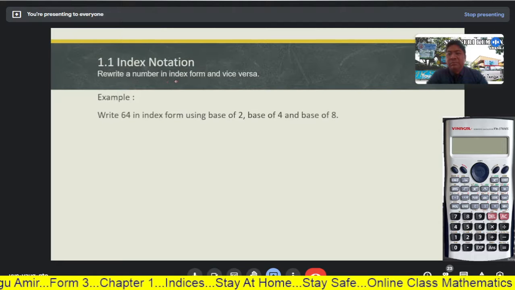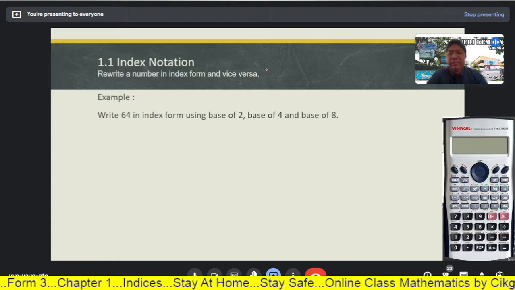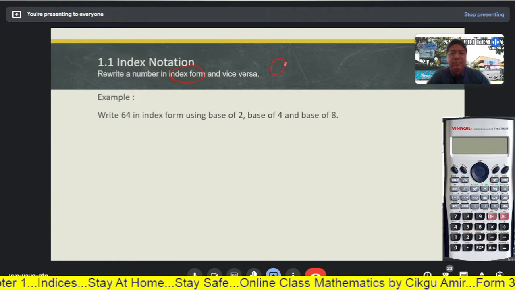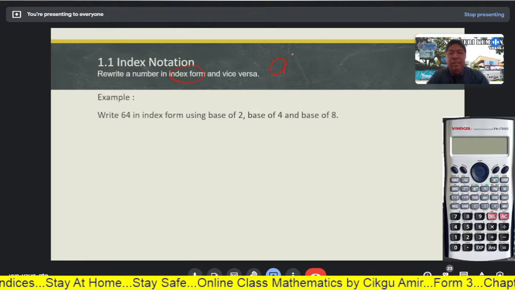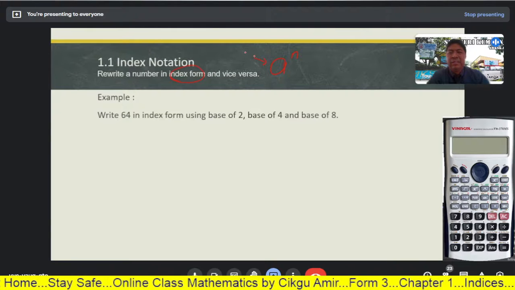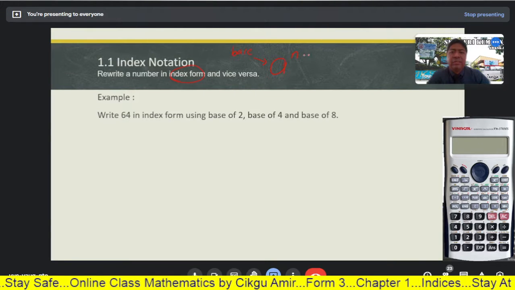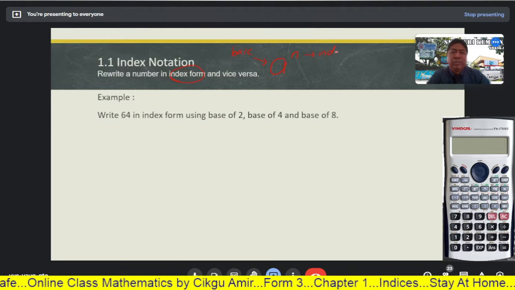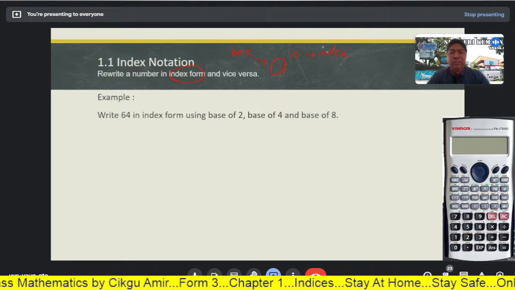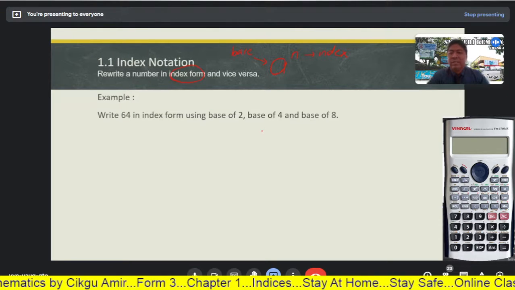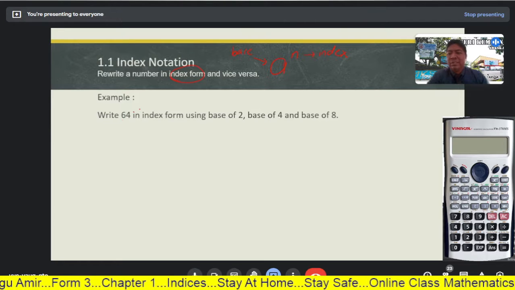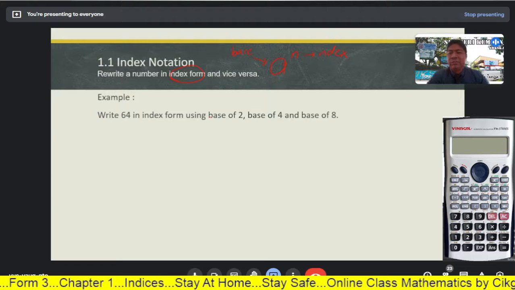Rewrite a number in index form and vice versa. You have learned index form. Index form has a base and an index. Here is the base, here is the index or power. So here we learn how to write from this index form to a single number, and vice versa, from a single number into an index form.